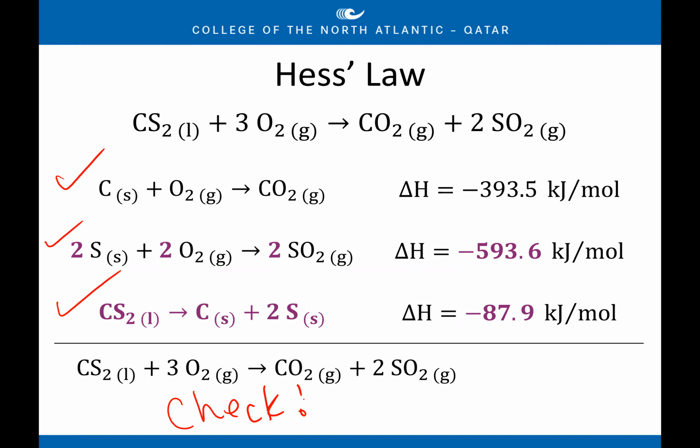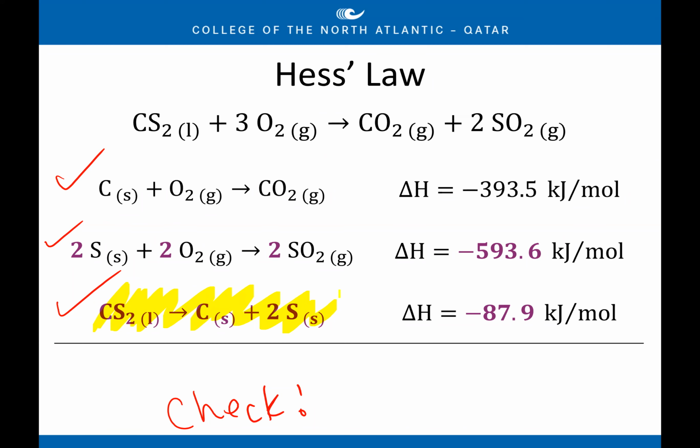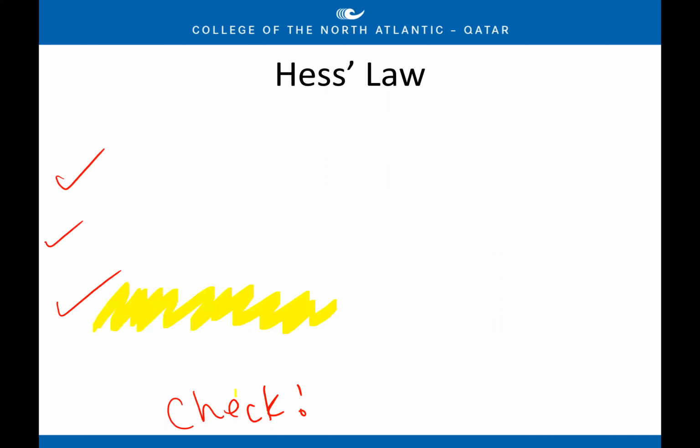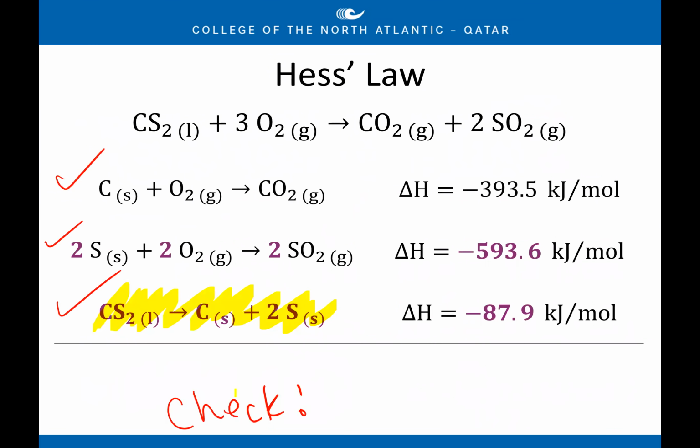Sir, when you flip, do you change the equation or only the sign? Both. So when you flip, you change the equation by switching the reactants and products. So if you look at, let me get my highlighter here, if you look at this equation compared to the original question, I have flipped it. So I had CS2 as a product and carbon and 2 sulfurs as a reactant. And here I flipped it. So the reactants and products switch sides.